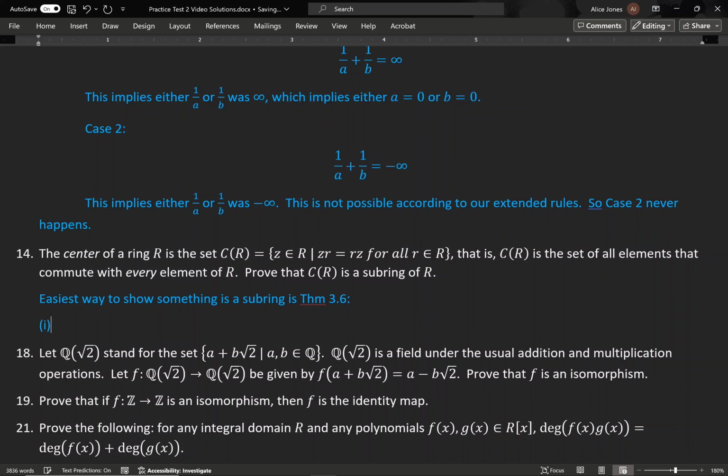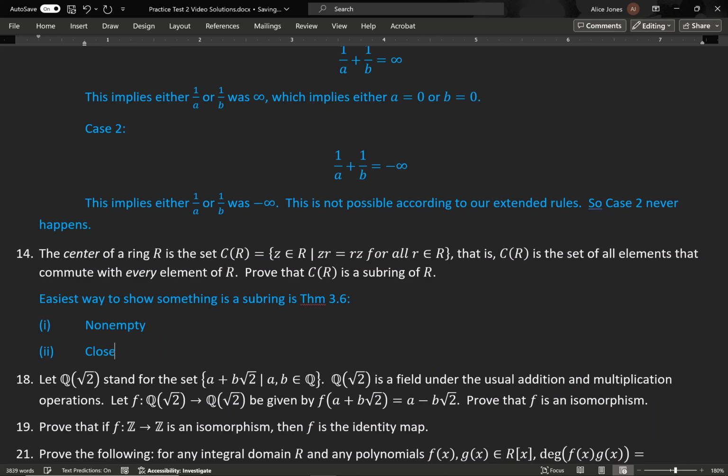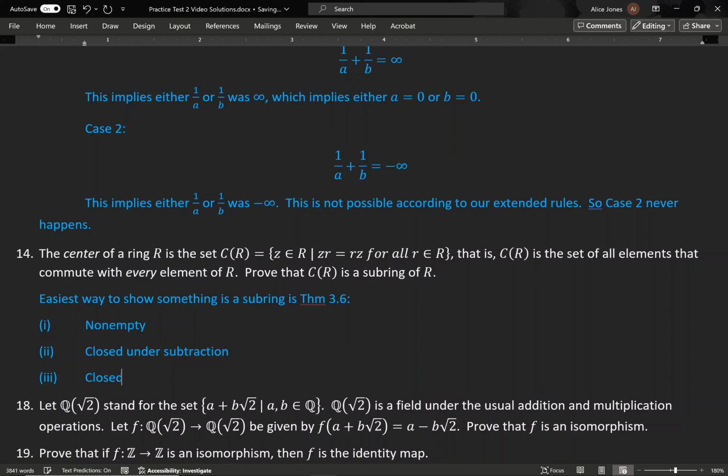So we're going to show these 3 things: non-empty, closed under subtraction, and closed under multiplication. Okay, so for the first one, we just have to show that there's at least one element in this set. So let's look at what this set is.